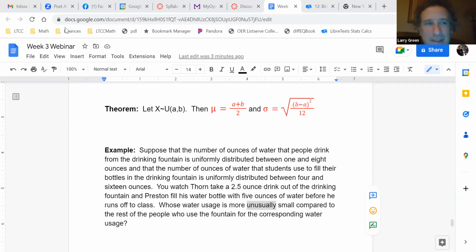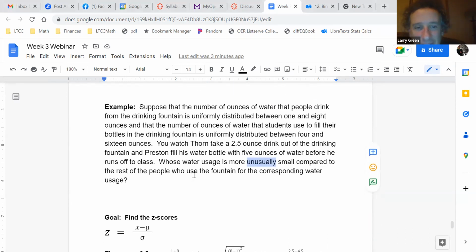But to find the Z-score, what two things do we have to find? There's a formula. Is it the mean and standard deviation? Yep, the mean and standard deviation, but hey, now we have formulas. So we need to find the mean and the standard deviation so that we can get the z-score for both Thorne and Preston. Any questions so far?